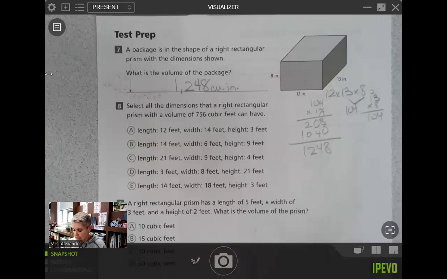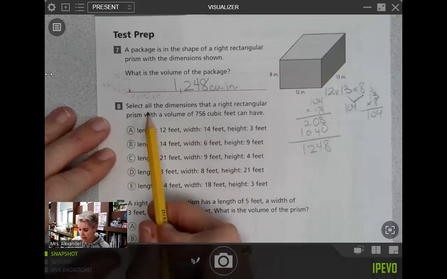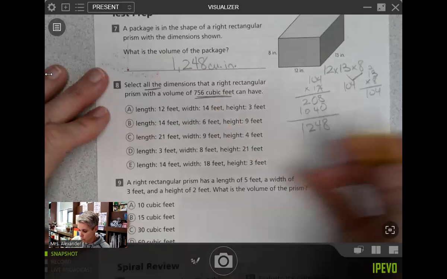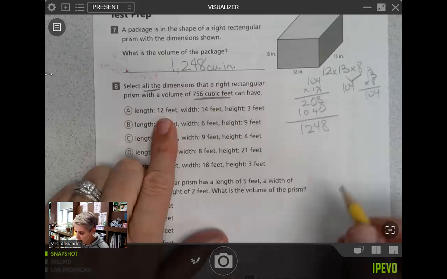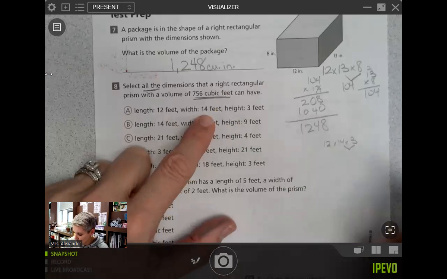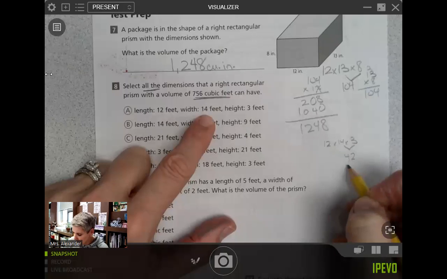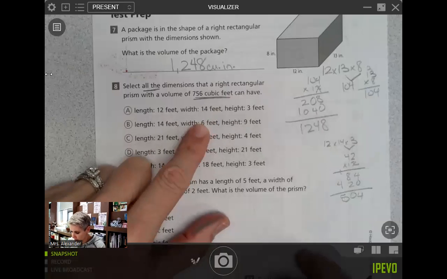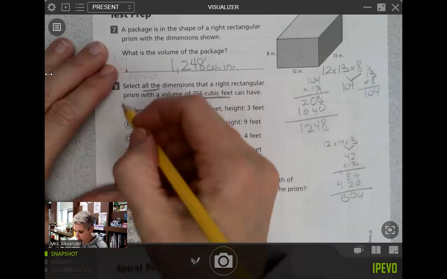Okay. Select all the dimensions that a right rectangular prism with a volume of 756 cubic feet can have. We're going to have to do some checking on all of these, right? If I have to select all of them that fit a volume of 756 cubic feet, I'm going to keep working out here to the side. If I have 12 times 14 times 3, I'll do 14 times 3 and get 42 times 12. And we get 504 cubic feet. I don't want A.